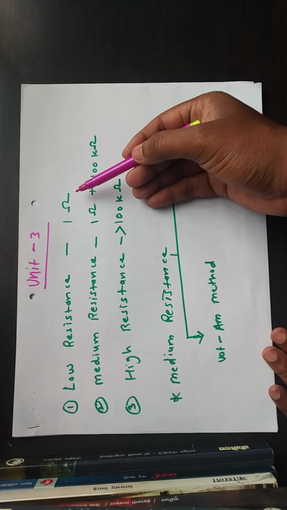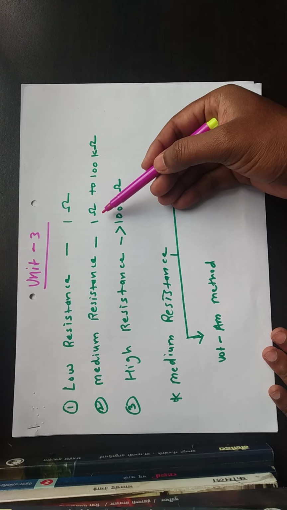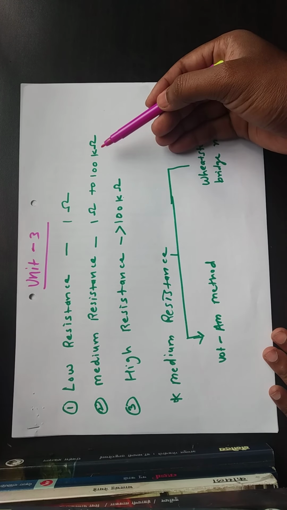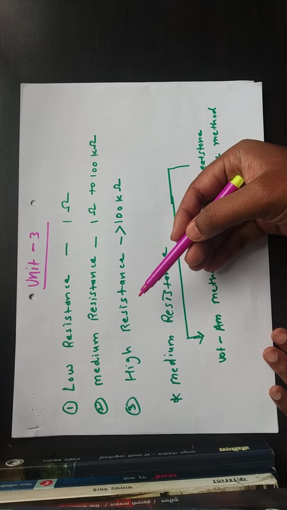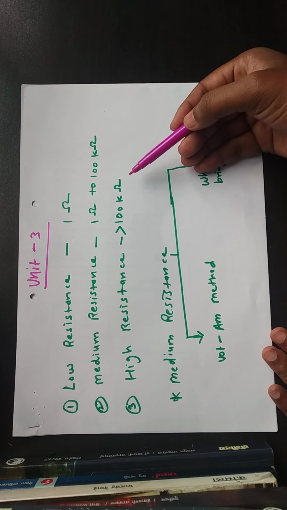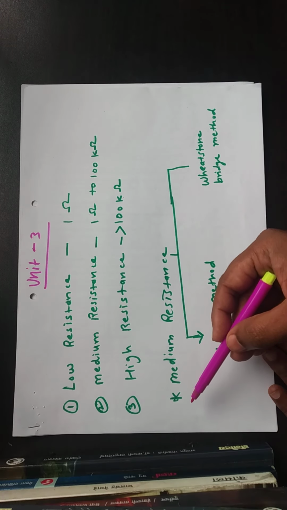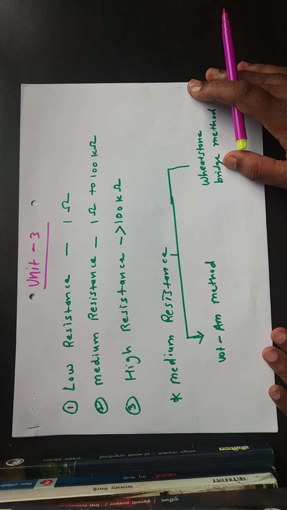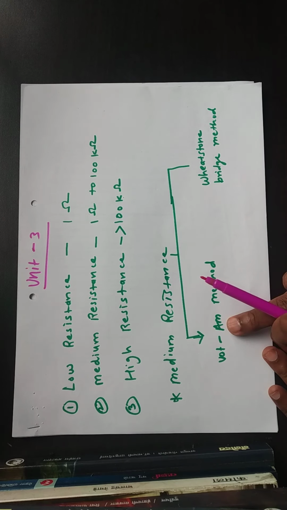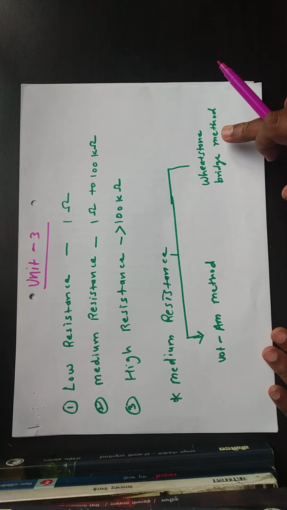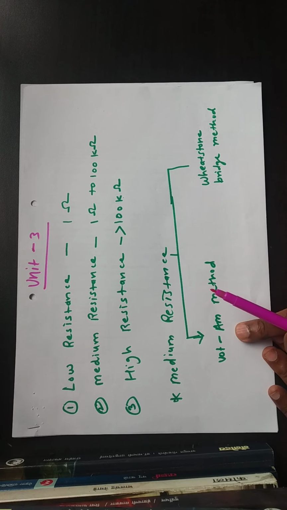So the resistance in the order of 1 ohm is called a low resistance, the resistance in the range of 1 ohm to 100k is called a medium resistance, and the resistance greater than 100 kilo ohm is called a high resistance. And we have started our discussion with medium resistance. In order to measure the medium resistance, there are two methods, that is the voltammeter method and the Wheatstone bridge method. In lecture number 2, we have discussed this voltammeter method in detail.